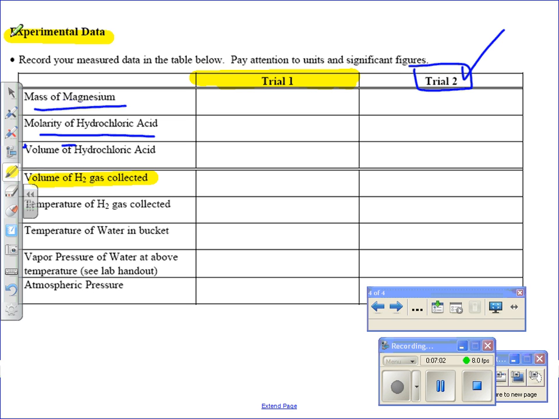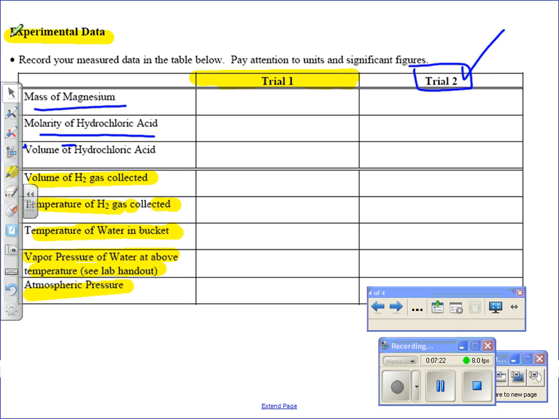Temperature, you get from the beaker. The temperature of the water in the bucket is the same. Vapor pressure of water, we'll get that from a chart because we want the dry gas. And atmospheric pressure will be the same as the pressure inside as long as the two levels inside and outside the tube are equal.